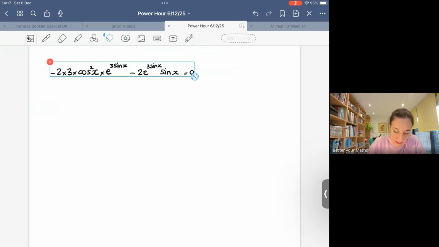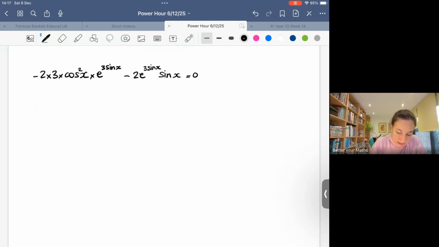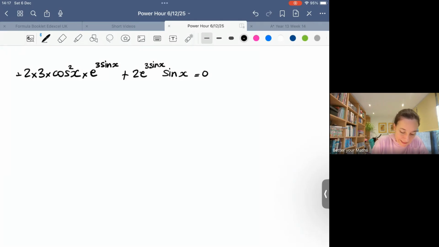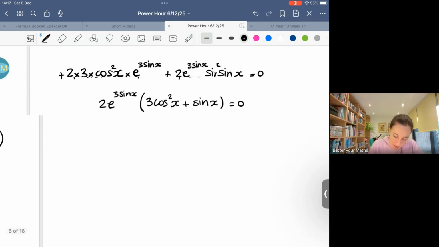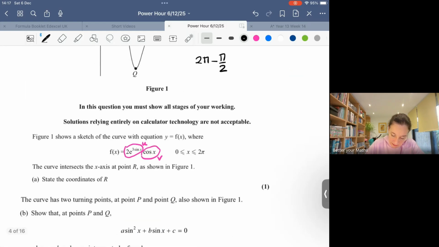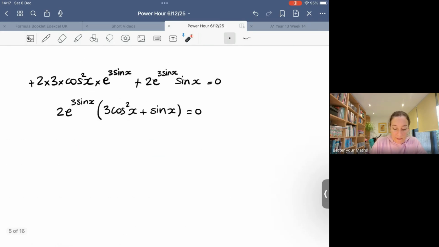So if we factorize, we can put everything positive. I don't like those negatives. So I have 2e to the 3 sine x multiplying 3 cos square x plus sine x equal to 0. And we have to write all in terms of sine, hopefully. Yeah, so this bit cannot be 0. What is going to be 0 is this one. So this is equivalent to say that 3 cos squared x plus sine x is 0.